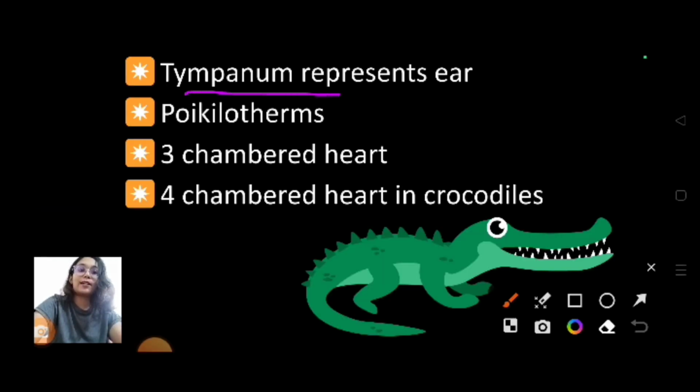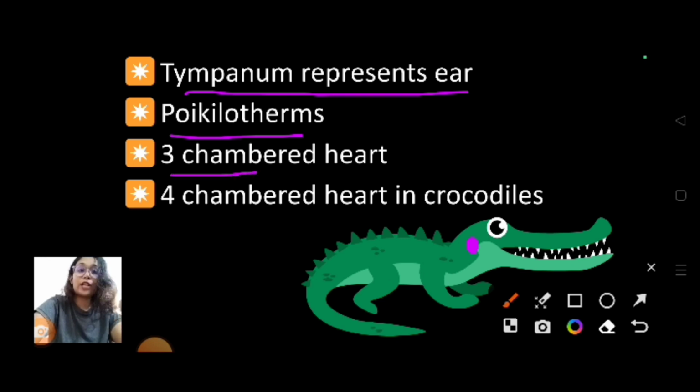Tympanum represents ears, same as amphibians. So here some hollow-like structure is present. They do not have any kind of external ears like we have. Okay, they are poikilothermic, means cold-blooded. They can't regulate their body temperature.